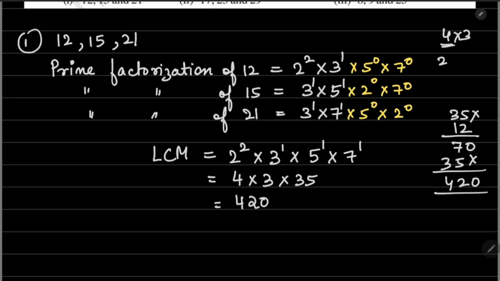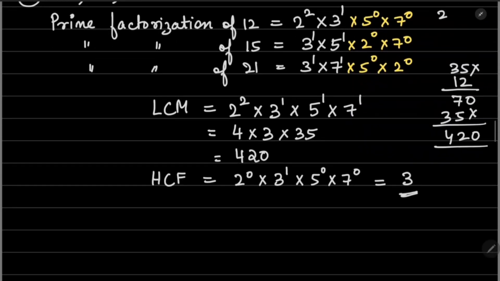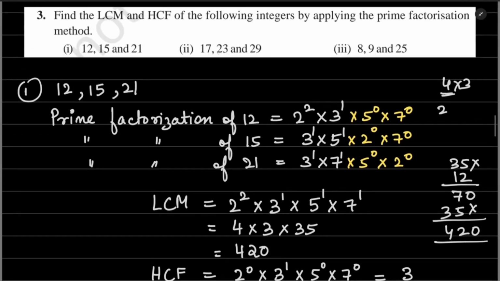This is your LCM. And what is your HCF? HCF is nothing but you take the lowest power. For 2, the lowest power is 2 raised to the power 0. For 3, the lowest power is 3 raised to the power 1. For 5, it is 5 raised to the power 0, and for 7 also, it is 7 raised to the power 0. So the HCF is nothing but just 3. The question is just to find the LCM and HCF, so you have found them. Let's go to the next question.